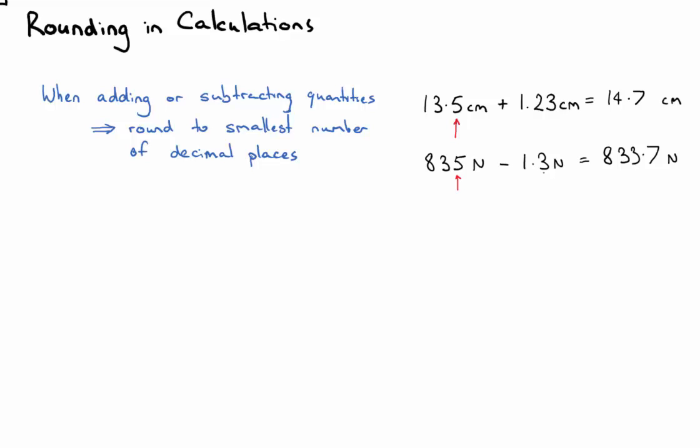So when we subtract the 1.3 from the 835, we know we can only know this final answer to this decimal place here, or this unit here. And so what we'd need to do is round that up to 834 newtons. Our second rule is, when multiplying or dividing quantities, we round to the smallest number of significant figures.